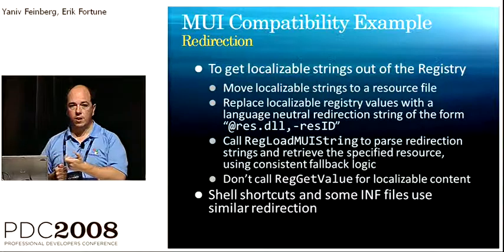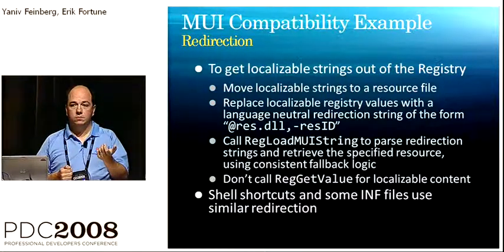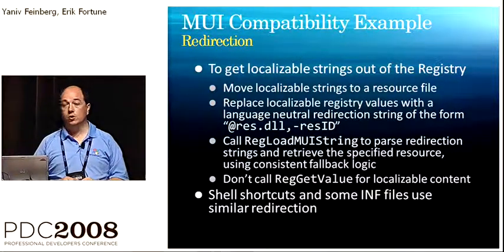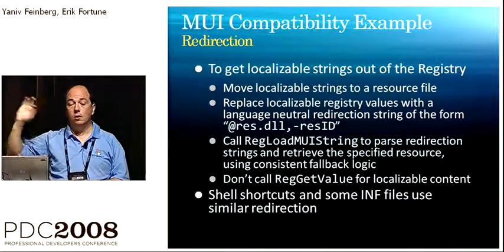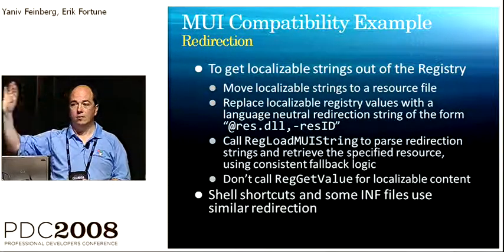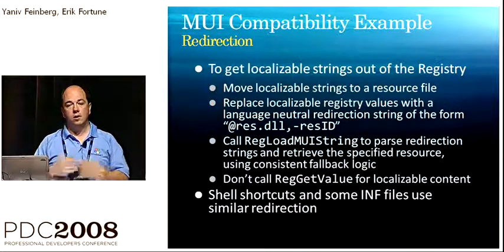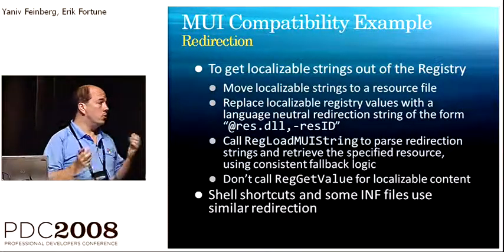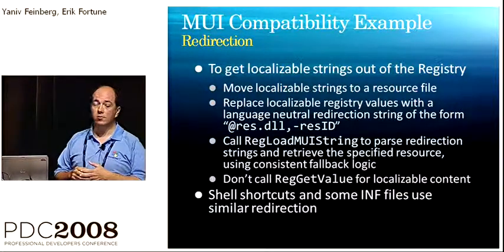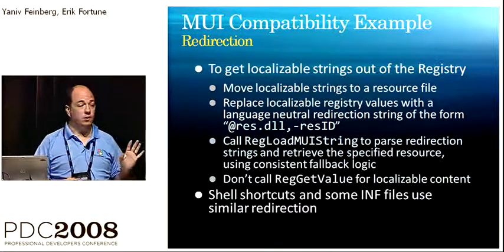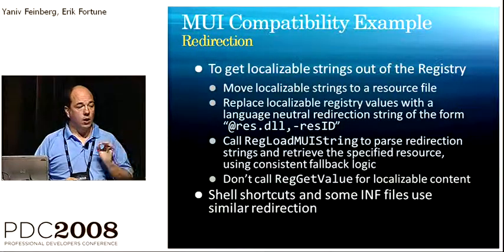Instead of putting a language-dependent string there, we put a reference to a DLL and to a specific resource ID. And then at runtime, we change the call from RegGetValue to RegLoadMUIString, which goes out, parses that string, says, oh, I need a string from that DLL over there, loads that using MUI, and you get 100% consistent MUI fallback. Now, you need to move your localizable content into DLLs, and then you can localize them using your entirely consistent process. Shell shortcuts and some INF files use similar redirection, so this is a pretty common technique for a bunch of things. There's a couple of cautions.